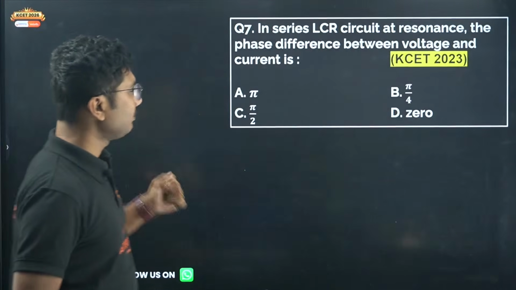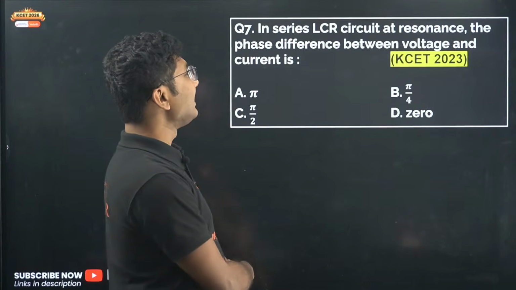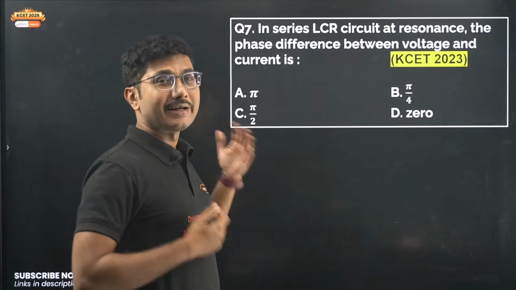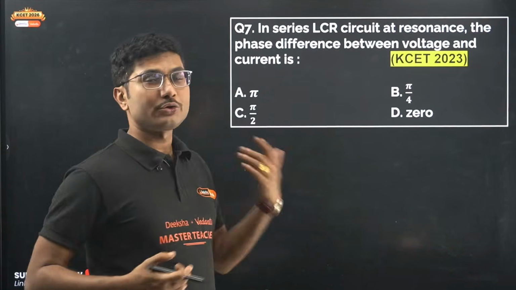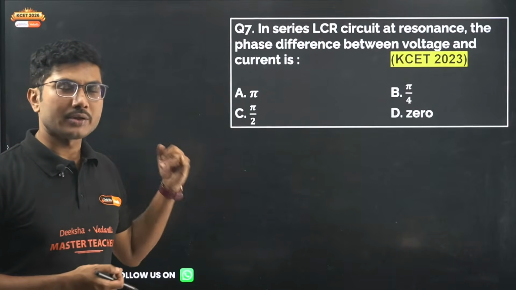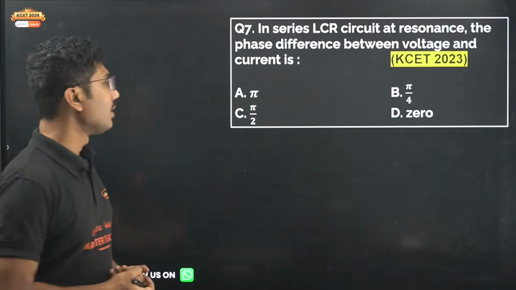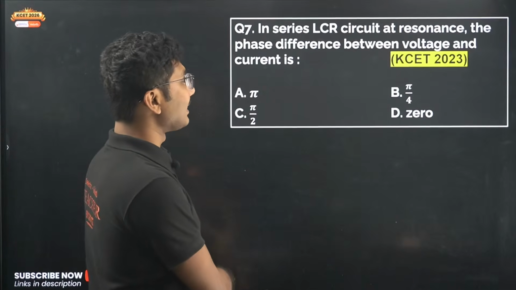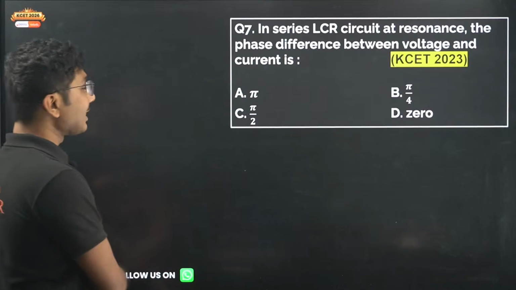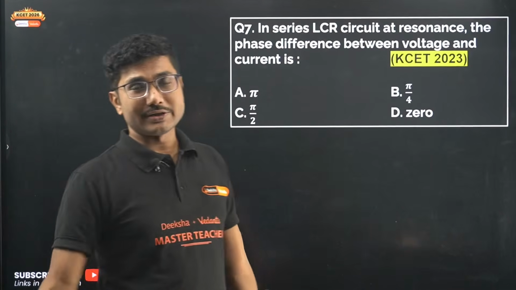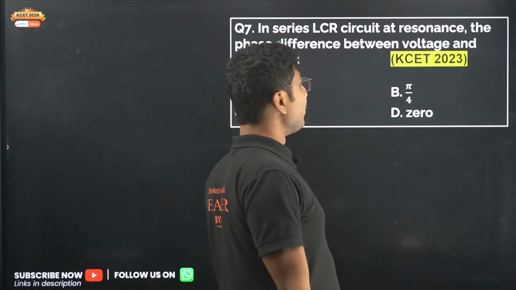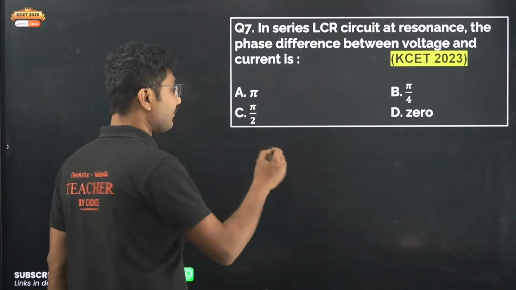Now next question. In a series LCR circuit at resonance, as you can see, resonance is the most asked question from this chapter. Every year you will get at least one question from resonance. In a series LCR circuit at resonance, the phase difference between voltage and current is. So at resonance, what is the phase difference?